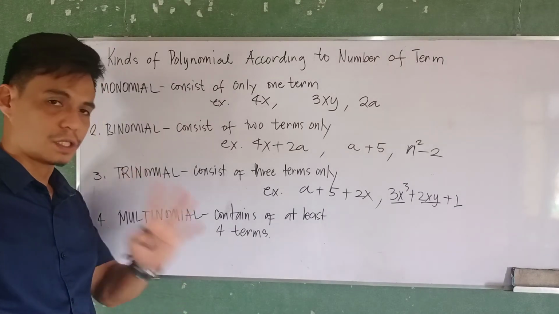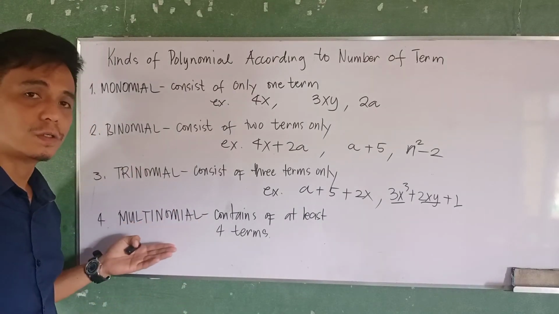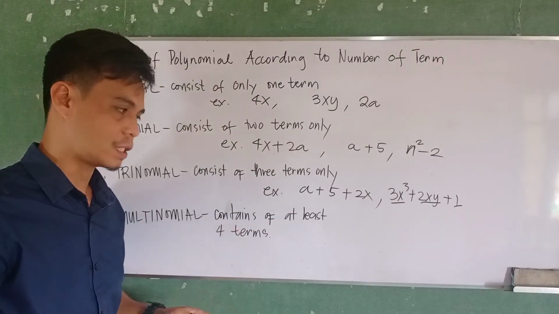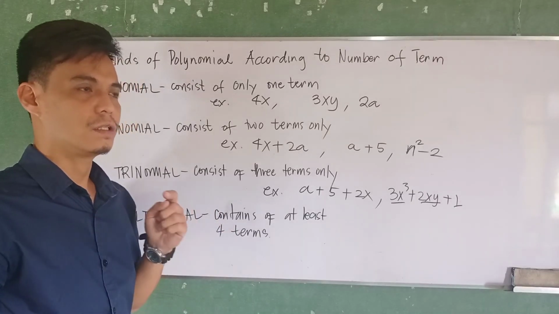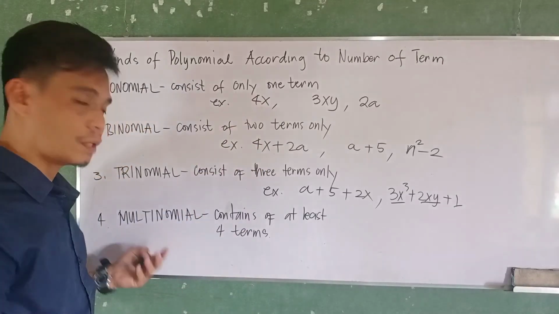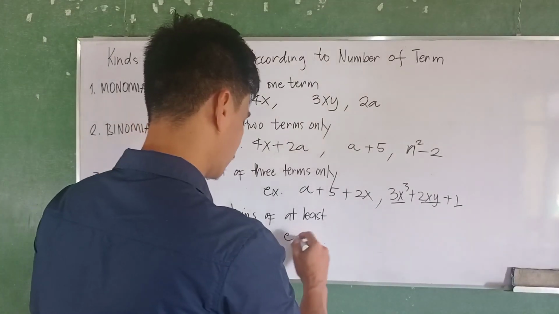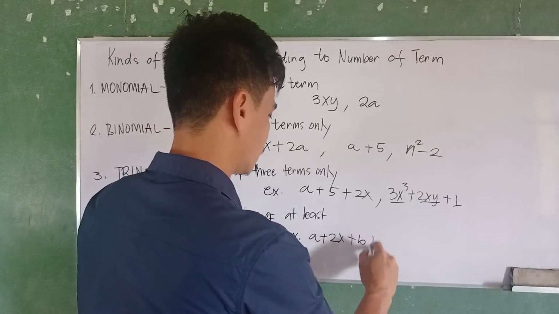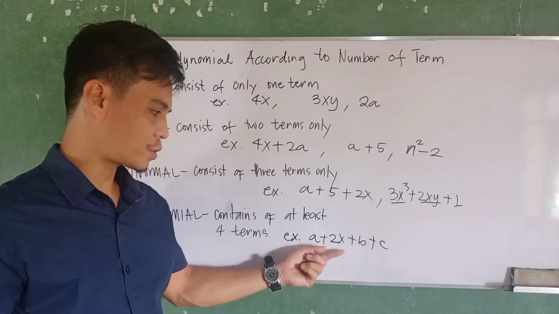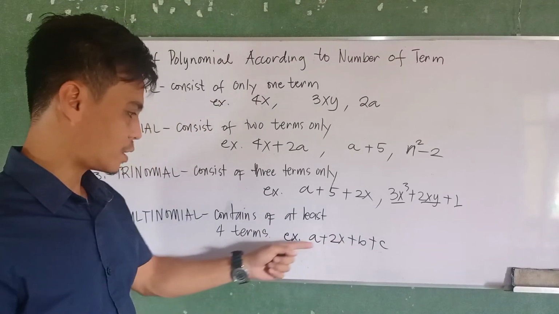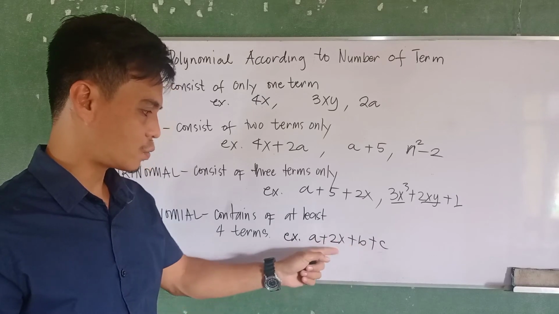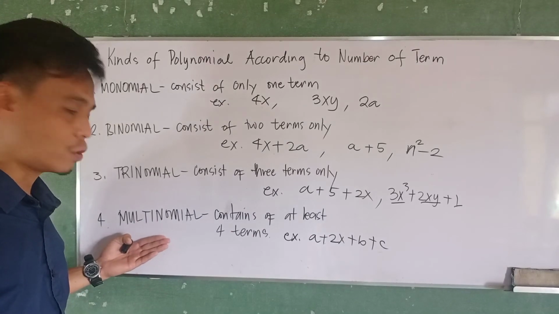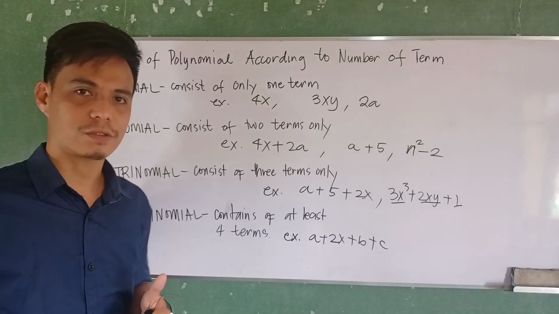And lastly, number 4, the multinomial contains at least 4 terms. So meron siyang pinakamababang 4 na terms or more. So 4 terms or more is a multinomial. Example, a plus 2x plus b plus c. So, since meron siyang 4 na terms dyan, a, 2x, b, and c, so that is considered a multinomial. Okay? I hope klaro guys.